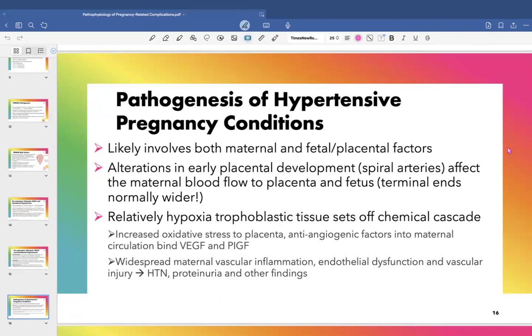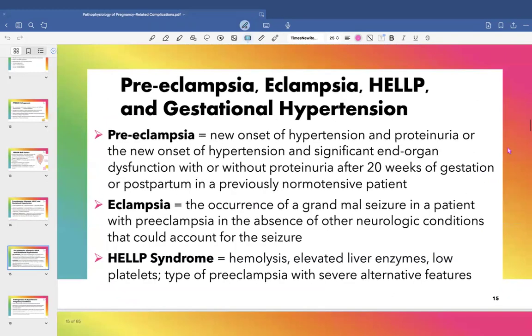Okay, so preeclampsia is hypertension with proteinuria, or hypertension with end organ damage or dysfunction after 20 weeks of gestation or postpartum. So preeclampsia can even occur after the baby's been delivered. Patient may be symptom-free throughout pregnancy. After delivery, blood pressure goes up, starts spilling protein, or starts having other signs of end organ damage.